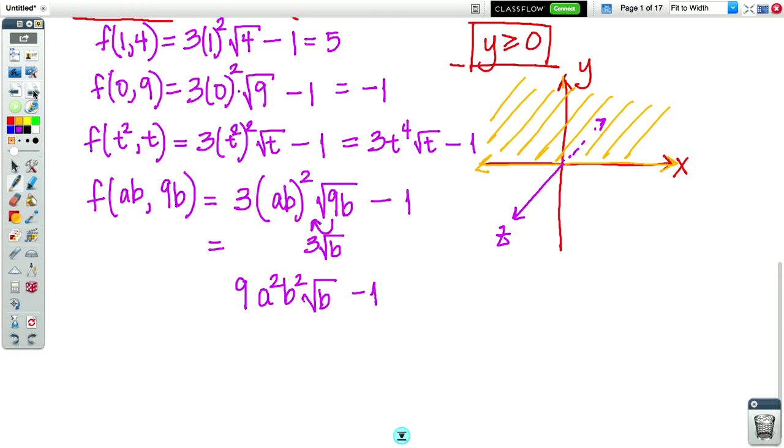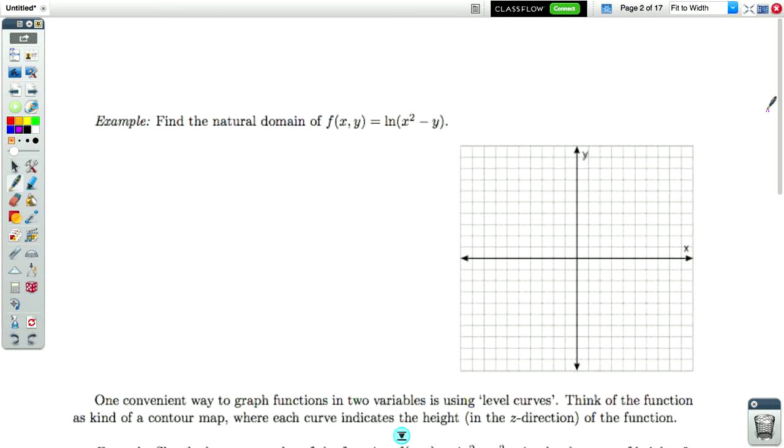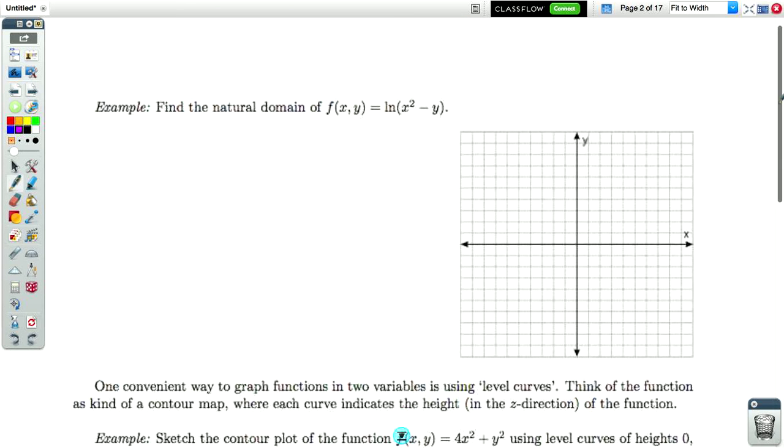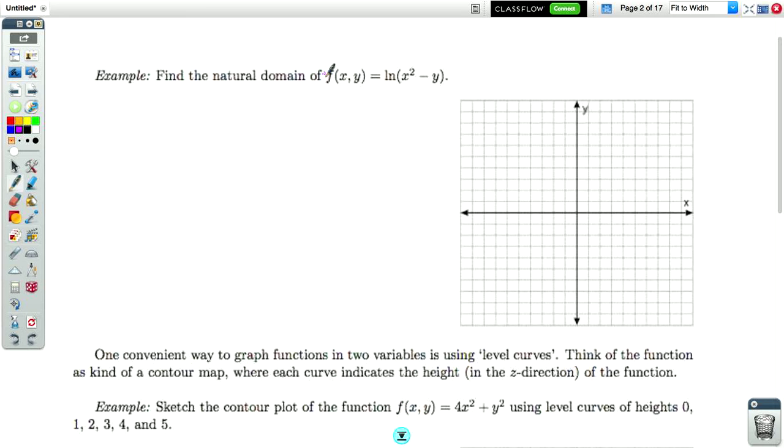Now, let's look at a slightly more interesting one. So find the natural domain of this 2-variable function. f of x and y is the natural log of x squared minus y. I should actually say natural log of, and when I'm reading these parentheses, I would say the quantity. So ln of the quantity x squared minus y. That's how we know there are parentheses there.